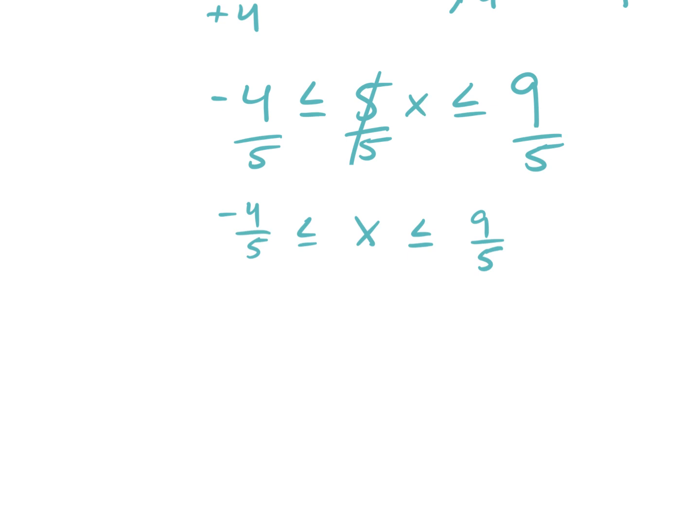Let's put it on a number line. Which one's smaller? Negative 4 over 5. It's negative, so we know that it's going to be smaller. So that one's going to go to the left, negative 4 over 5. 9 over 5 goes to the right. At negative 4 over 5, do we have an open or closed circle? Closed circle, because it's less than or equal to. What about at 9 over 5? Closed circle, because it's less than or equal to.